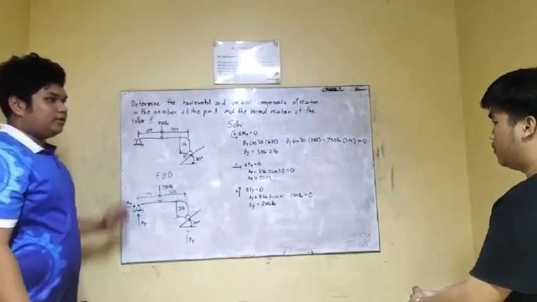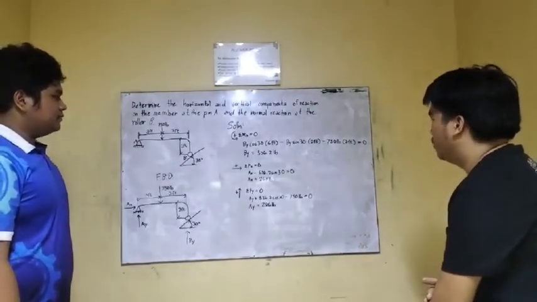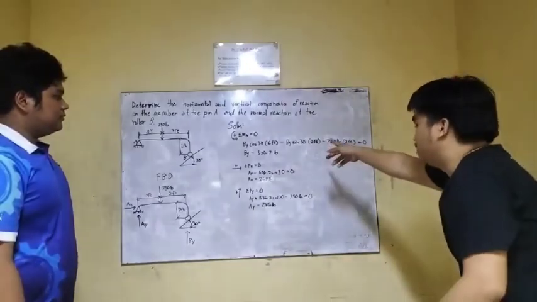So our AY now will be 286 pounds. So, do you have any questions? Yes, where did you get the BY cosine 30 and BY sine 30?